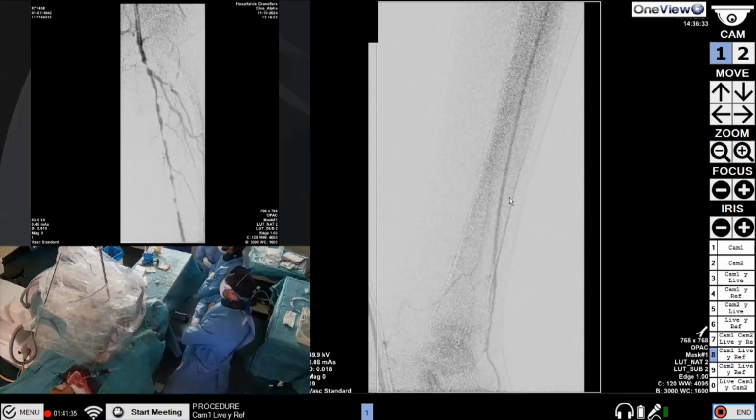And one option would be open surgery, clearly. But in this case, it's not the case, so I am going to show you the final angio. But if I would have needed the stenting in the FEMPOP, in the common femoral artery, I would have placed the stent inside the SFA, not the profunda.